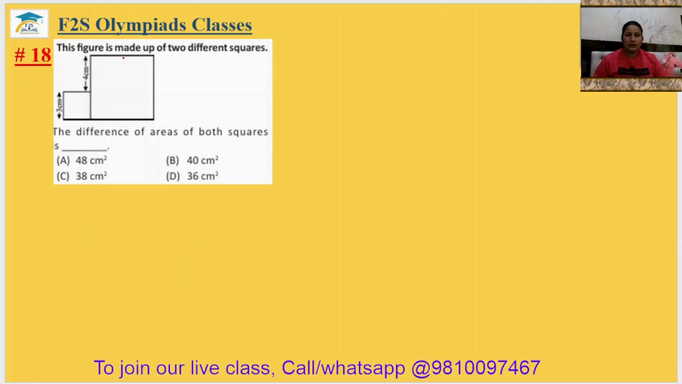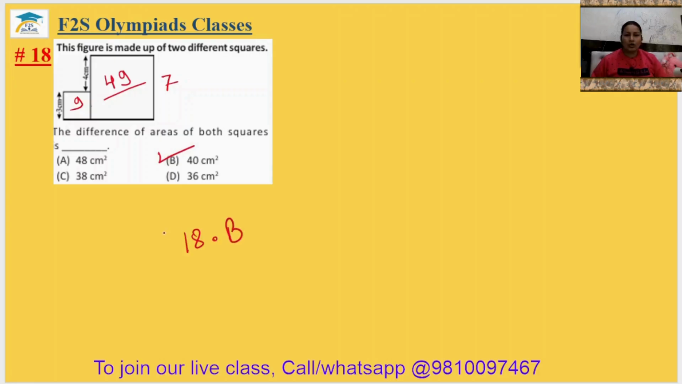Question number 18. This figure is made up of two different squares. Okay? The difference between the areas of both the squares: the side of this square is 4 centimeter plus 3 centimeter, 7 centimeter. So its area will be 7 multiplied by 7, 49, and this will be 9. 49 minus 9, it should be 40 centimeter square.